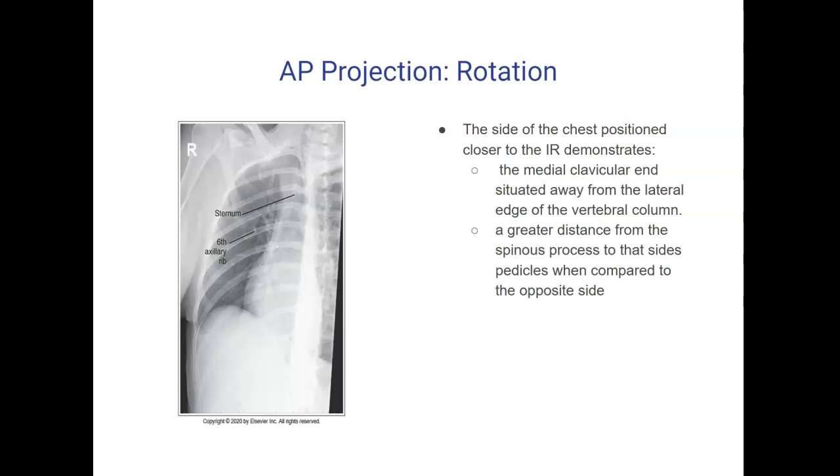When you're doing an AP projection, you should look at your sternoclavicular ends. If they are not in alignment with the vertebral column, you have some type of rotation. In an AP projection, your sternoclavicular end will be situated away from the lateral edge of the vertebral column, demonstrating that that side is positioned closer to the IR.